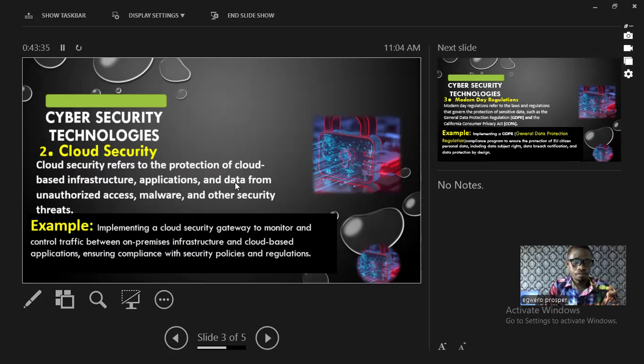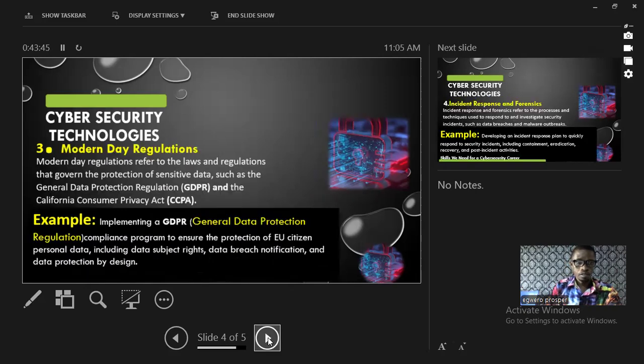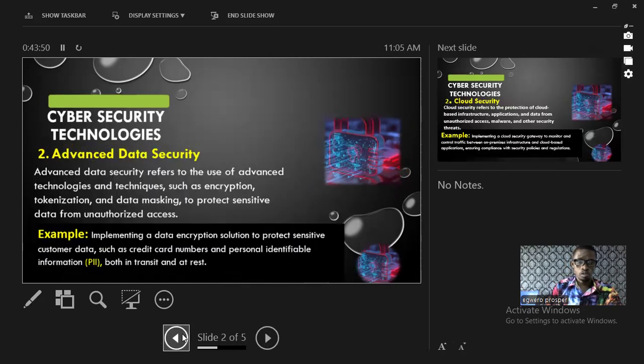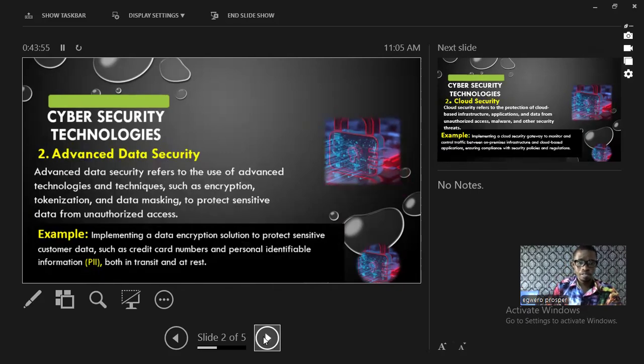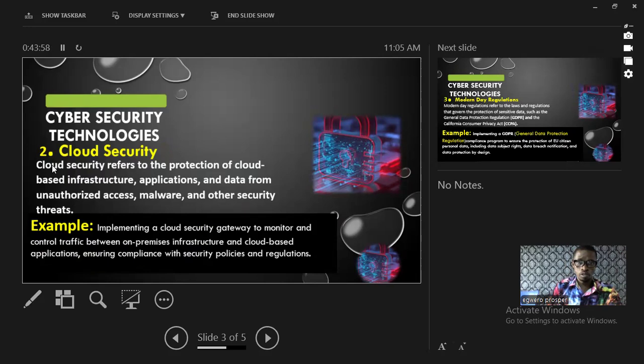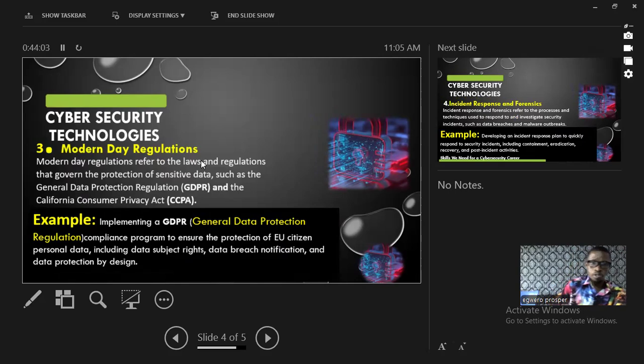Now the next technology. It's as if my number is wrong, right? The first one was mobile, the second one was advanced, so there's a mistake. Hope you corrected it. This is number 3, cloud security. Then number 4, modern day regulations. Let's look at that quickly. Don't be distracted.